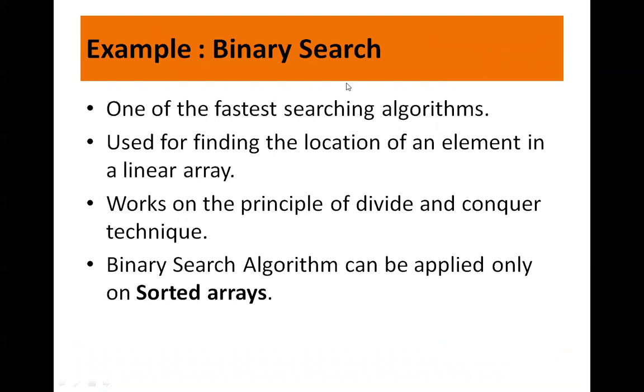It's a very simple example. As the name suggests, you divide the list in which you want to search for an item in half every time. In each iteration, the list is divided in half. So it is one of the fastest searching algorithms because it reduces your search time.